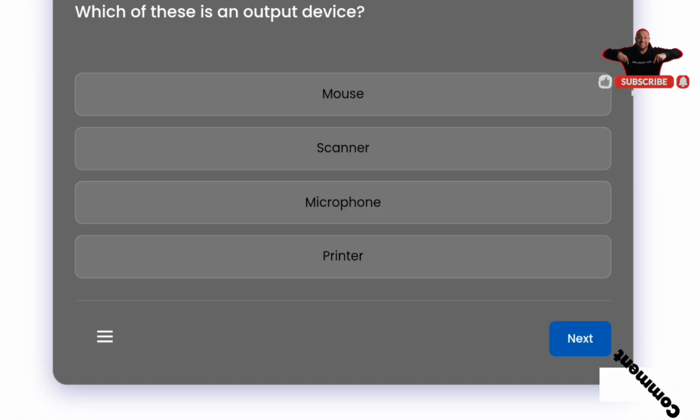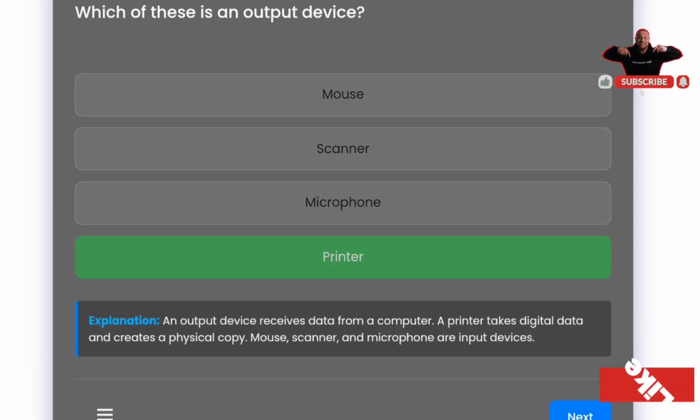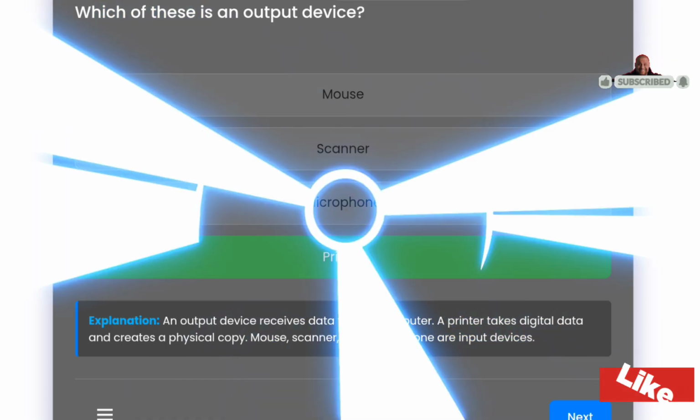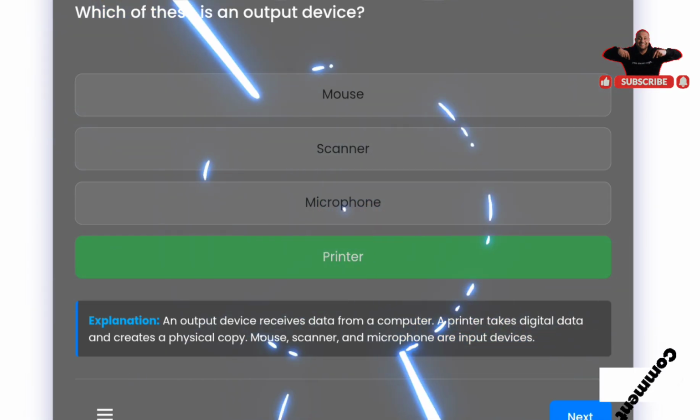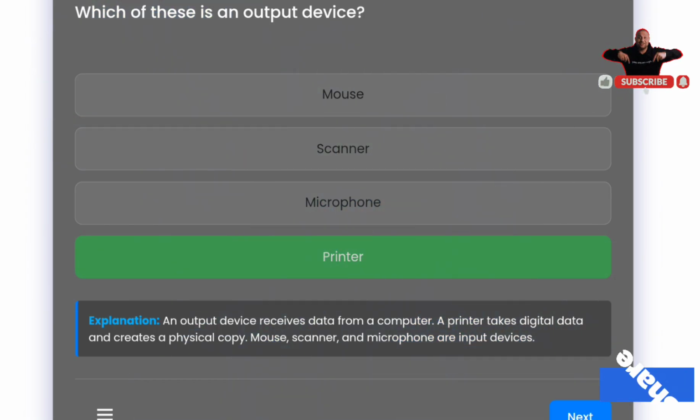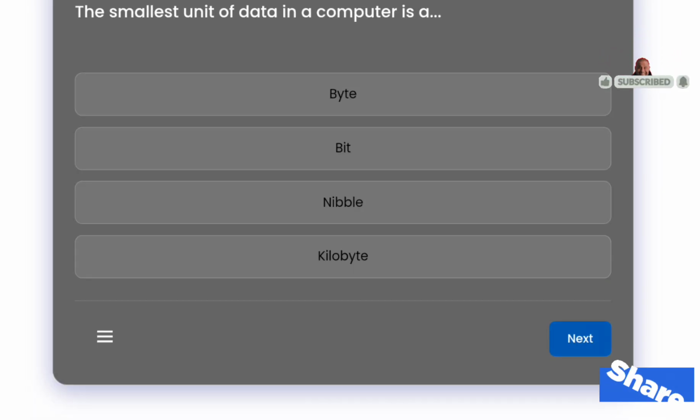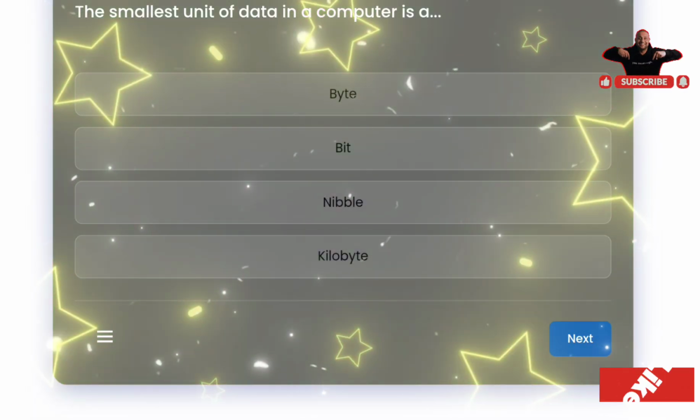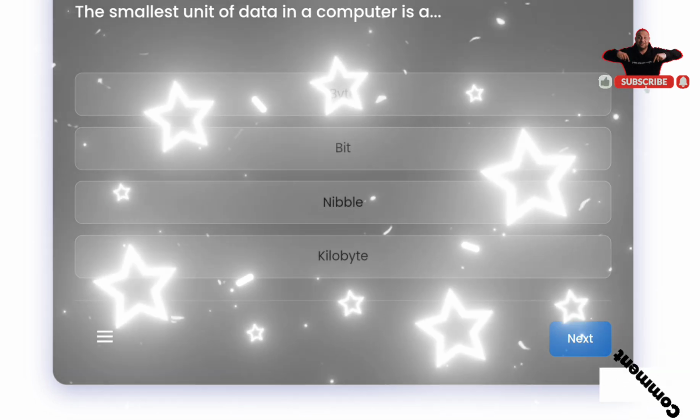Which of these is an output device? आउटपुट डिवाइस कौन है यहाँ पर बोलिए? प्रिंटर, ये होता है आउटपुट डिवाइस. Mouse, scanner and microphone are input devices like keyboards. Okay. Next one, the smallest unit of data in a computer is.